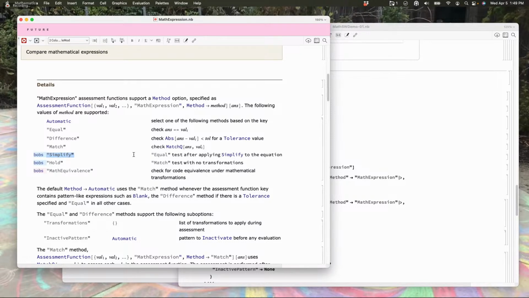Can you hold or inactivate? No. Sub-expressions? Why would you do that? Well, otherwise students can just pass in the question as the answer.